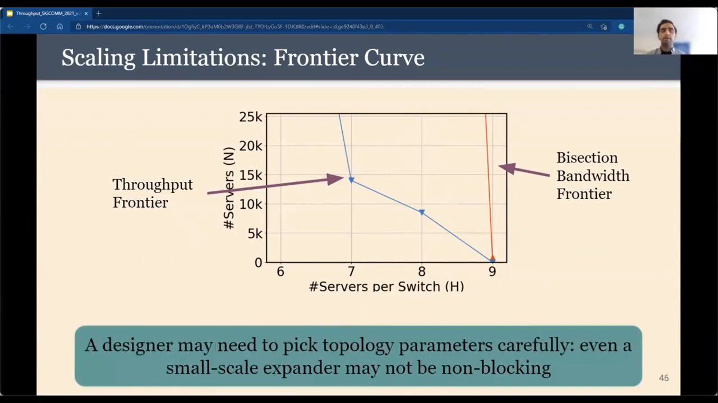The main implication is that when a data center designer wants to employ these types of topologies, they need to be careful about the parameters. For example, let's say you want a data center with 20K servers. If you decide to use 8 servers per switch, your topology is going to be above the blue line, and hence it's blocking. But if you use 6 servers per switch instead, your topology is below the blue line and maintains the full throughput property. But this actually increases the cost because you need to use more switches in order to support the same number of servers.